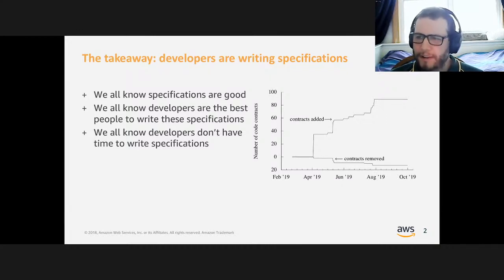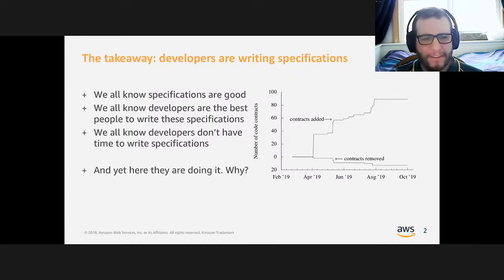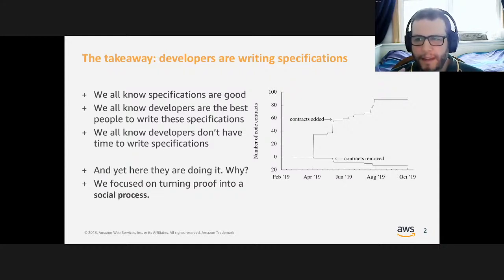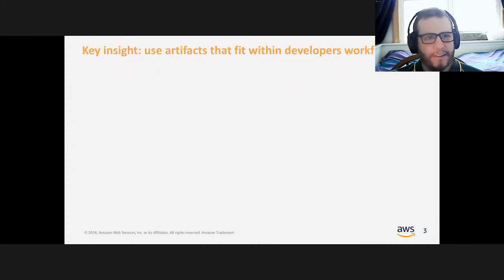During the engagement to verify this C library that we talk about in the paper, developers started adding code contracts themselves to the code. And this is something in a scale that we had not really seen before. And so the question is, what happened? Why are developers adding these contracts themselves? I think it's because our formal verification engagement really focused on turning proof into a social process and getting inside the developer workflow and providing direct value to them in terms of the formal verification.